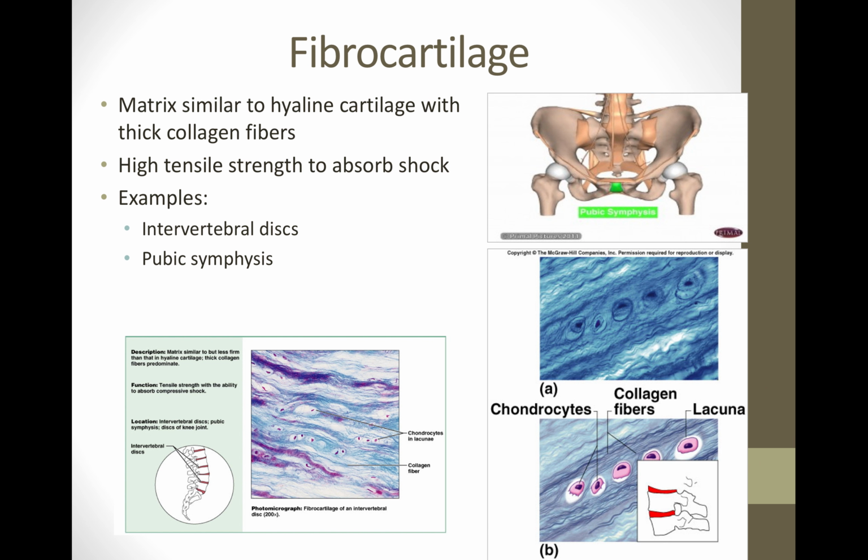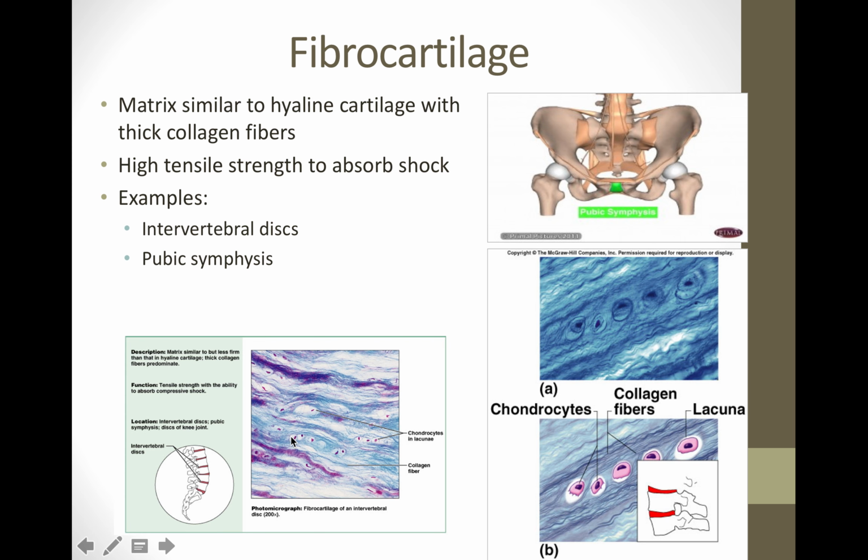Fibrocartilage is very similar to hyaline cartilage in the sense of protein fibers, but these protein fibers, which are collagen fibers, are relatively thick. They deal with a significant amount of pressure and tension, so they're relatively strong. And they would still have their own lacuna, which you can see in these pictures, and the central chondrocytes within that.